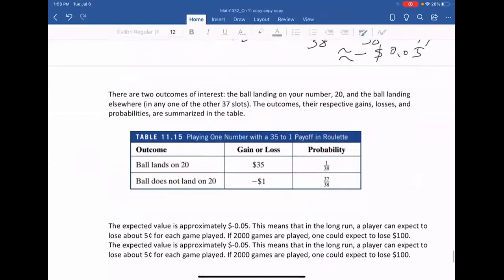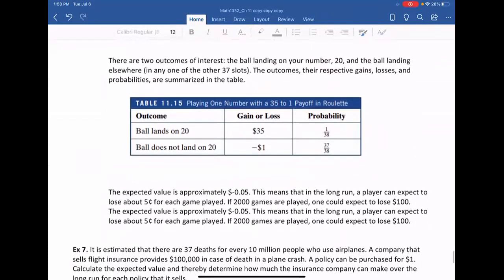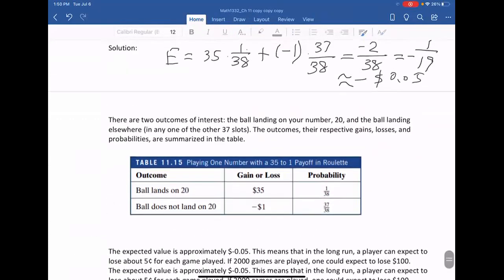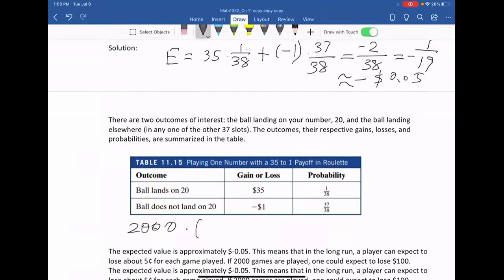So here is the table. The example shows us that each time I will lose 5 cents. How about if I play the game 2,000 times? You use 2,000 times the money you can lose each time. That means if I play 2,000 times, 2,000 times negative 0.05 is about negative $100. You will lose.